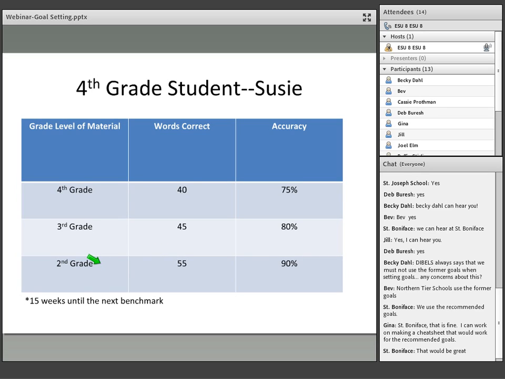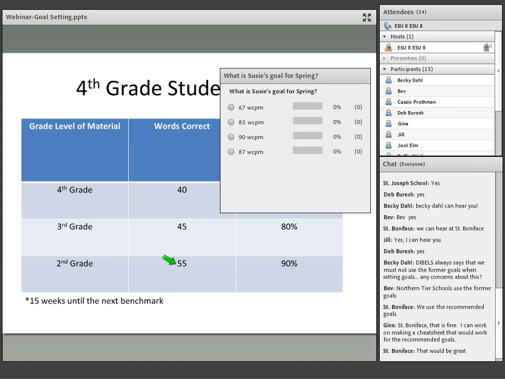And we're going to go to 2nd grade. It's 2 years behind, so we would set our goal in 2nd grade material. So if we look at our chart for Susie and we think about what might her goal be. So we have her starting at 55 words correct in 2nd grade material. So if we look at our chart, our 15-week goal setting chart, and we go to the 2nd grade material, she read 55 words.